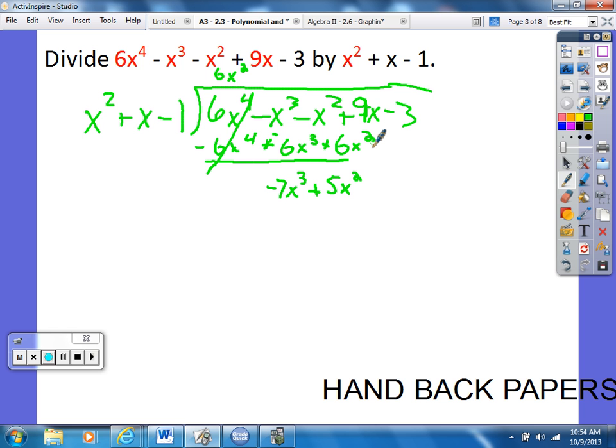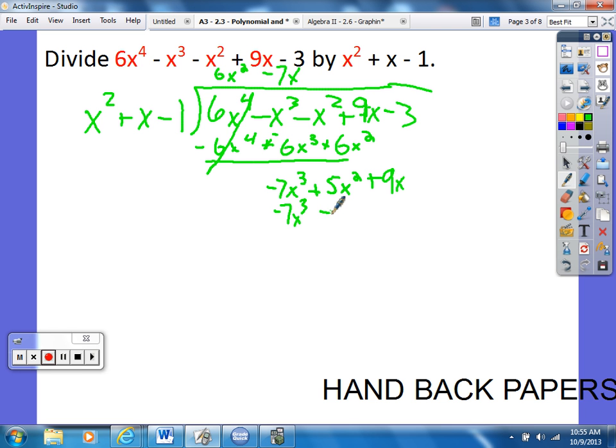Okay, come on up. So, we're going to go back through the entire process again, except we skipped one of the steps last time, the bring down step. So you need to bring down the last item, plus 9x, that's right. And now ask yourself, x squared times what is negative 7x to the 3rd? Good. Go ahead and write minus 7x then at the top. Okay, so we divided. Now he's going to multiply.